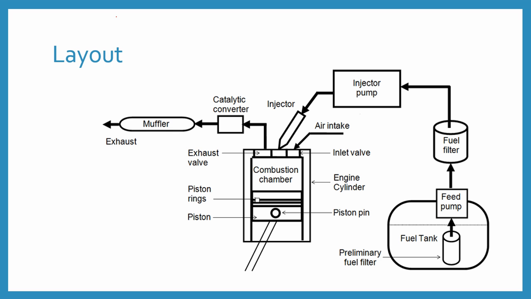As this moves, power is generated, and during the power stroke some exhaust is generated in this chamber. This exhaust gas passes through the exhaust valve or the exhaust manifold to the catalytic converter. From the catalytic converter, it is passed to the muffler, and then it goes to the atmosphere. So this is the basic layout of the fuel feed system in the diesel engine.